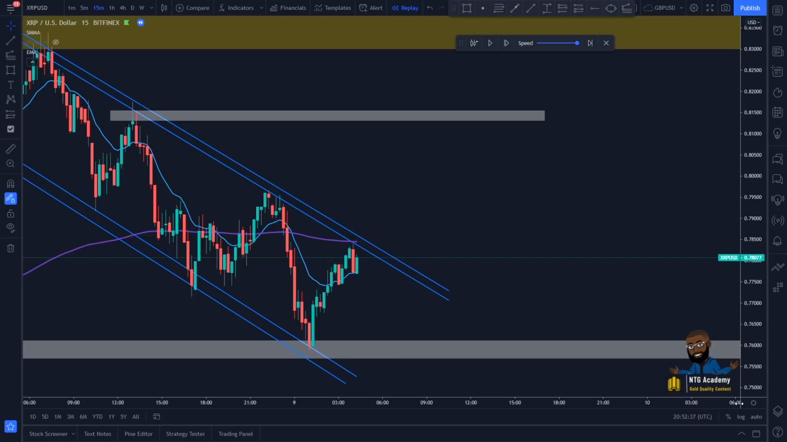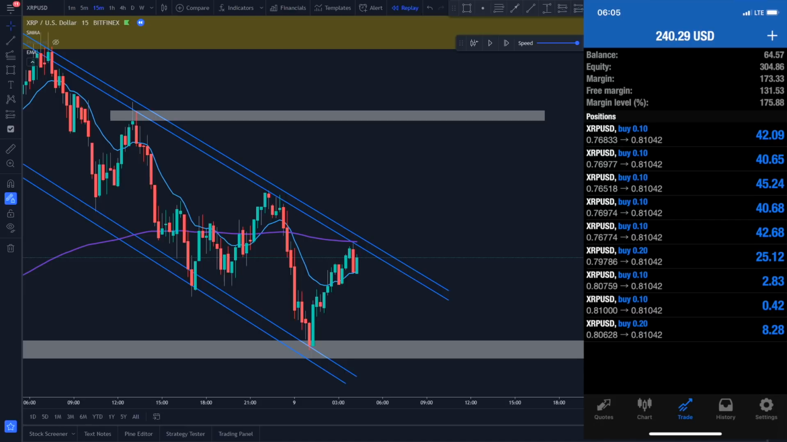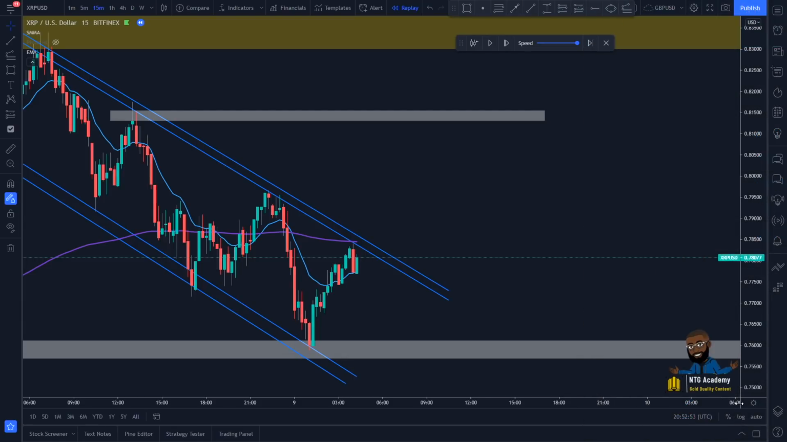The crypto market allows me to do this, because if you see the screenshot on the right, you see that $64 balance, and I was able to grow that to 240. And you guys see all those 0.10s in there. You're like, NTG, how are you able to hold all those lot sizes with such a small account? Well, XRP allows me to do that. Most of the crypto allow you to do that. They give you a lot of free margin, and that's the key thing there.